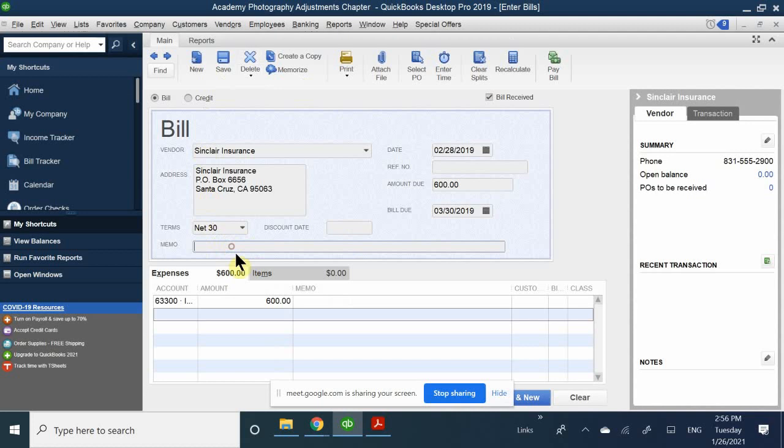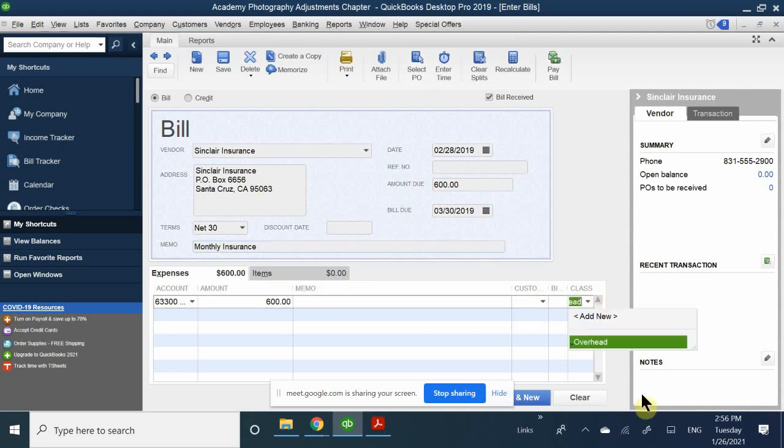And other things, I'm going to say monthly insurance. And then, because I don't have a class here, I'm going to set the class as overhead, since it doesn't belong to either place. Well, in this case, it's probably for San Jose, but this is probably insurance expense for the entire company itself, so it doesn't matter whether it's split between the companies or the locations or not.